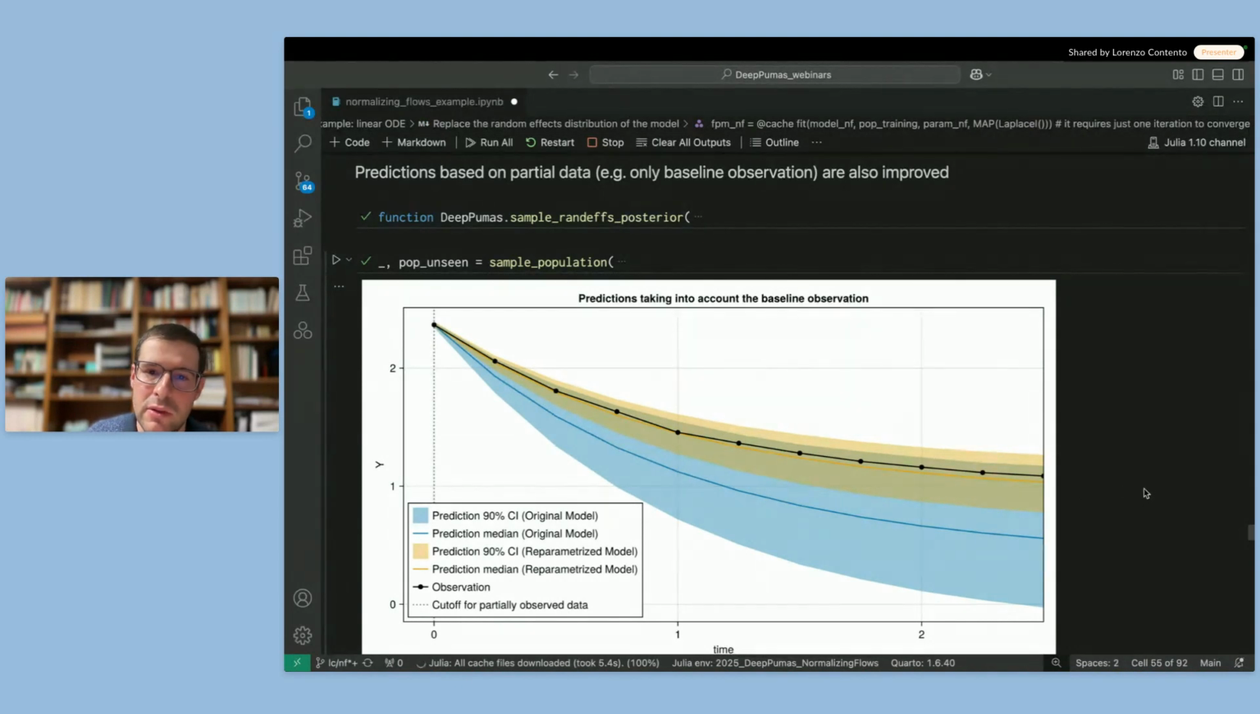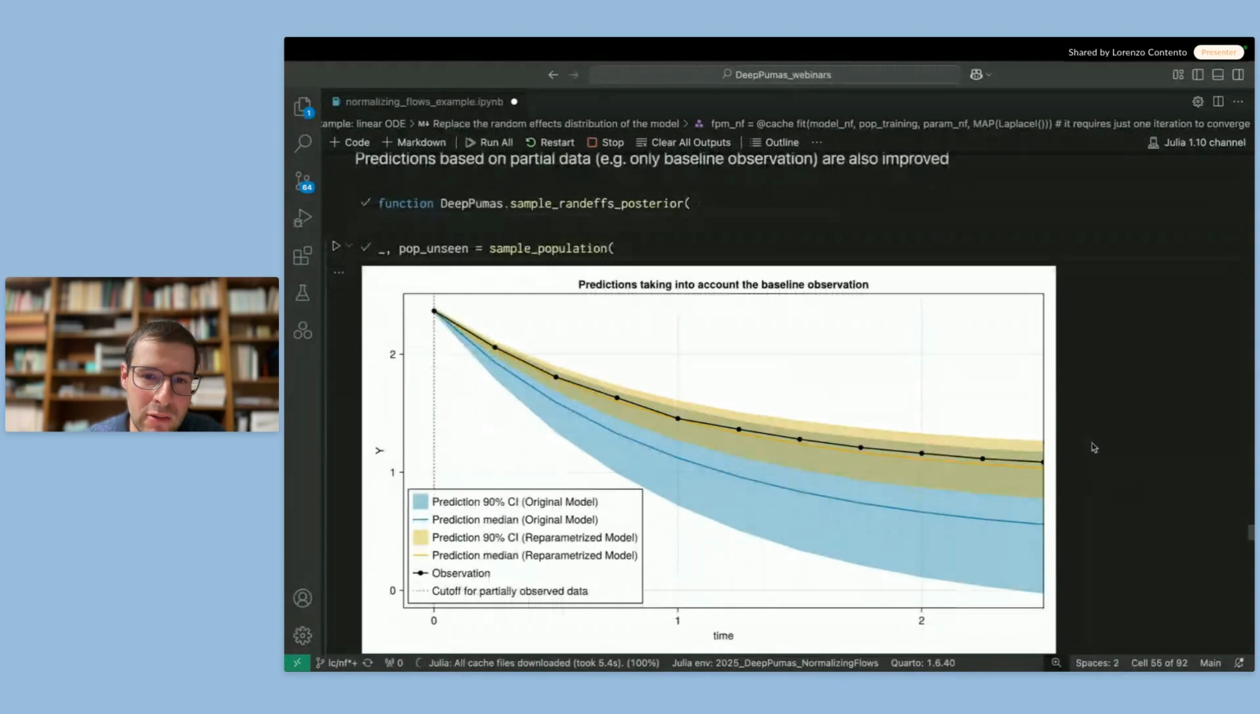So essentially, the way to do this is to sample again from the posterior of the random effects given the partial observations. And again, since we have few data points, the posterior is going to be influenced very strongly by the prior. And so if you have a better prior, such as the one obtained by the normalizing flow, you will also get better predictions. And we can see this here.